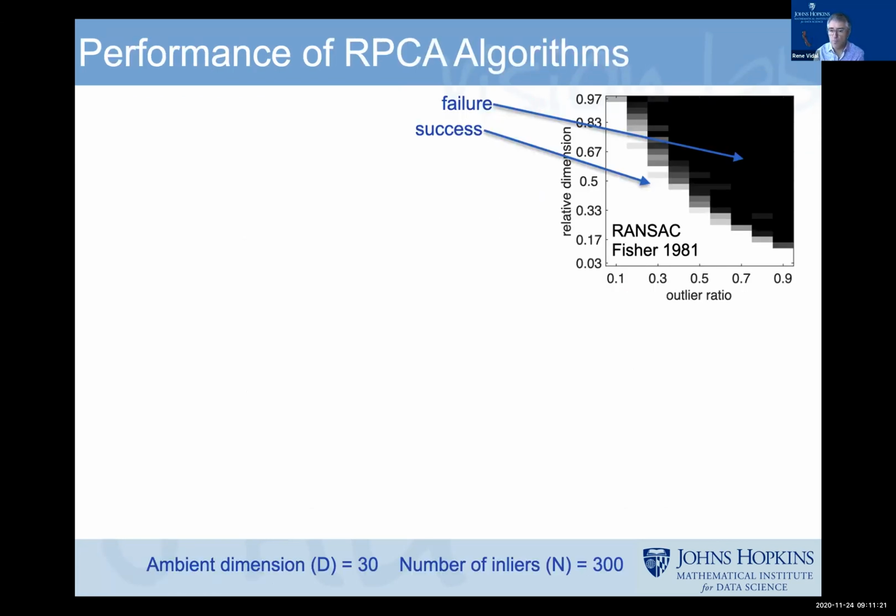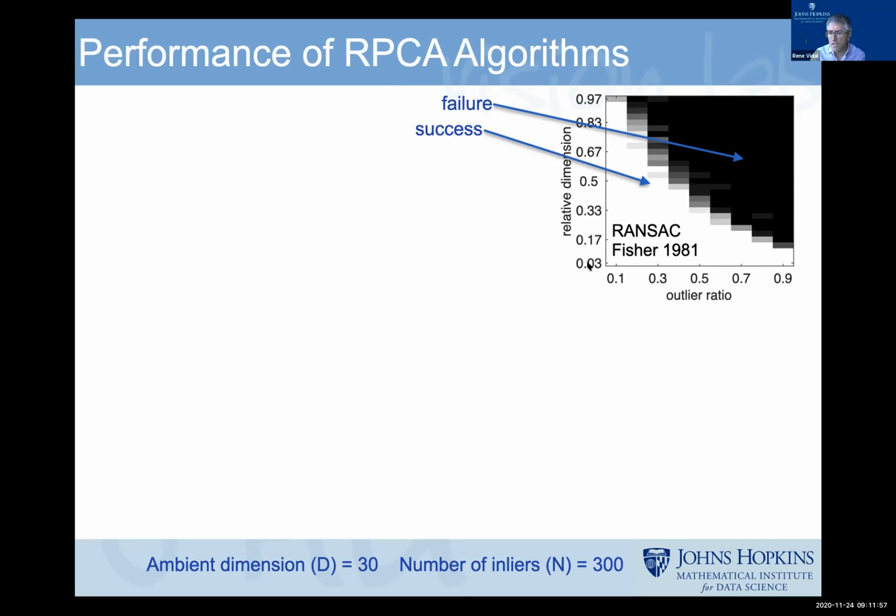Just to illustrate that more concretely, look at this plot. The x-axis is the outlier ratio, and the y-axis is the relative dimension of the subspace. Here is synthetic data, ambient dimension is 30, number of points is 300. The y-axis ranges from 0.03, which is 3%, to 97%. Roughly the dimension is moving from 1 to 29 in this particular case. White means that the method succeeded at perfectly recovering the true subspace, and black means that it failed.